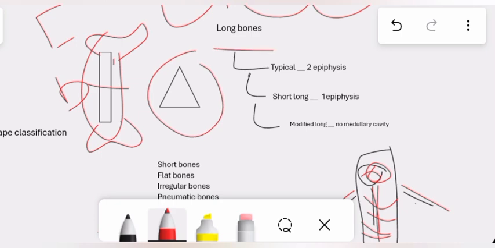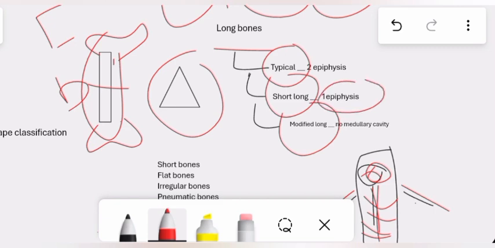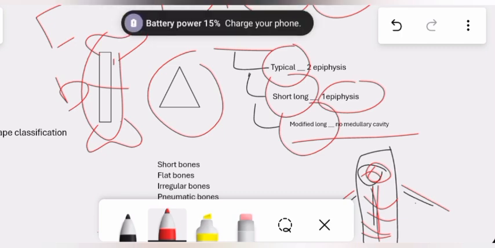Long bones are further classified as typical long bones, short long bones, and modified long bones. What is typical long bone? Which has 2 epiphyses. The examples are like femur, the major long bones like the femur, the humerus, the tibia, such long bones. What is a short long bone? A short long bone is a long bone which has a single epiphysis, one epiphysis, right? And the example of that is the phalanges, right? So your phalanges have a single epiphysis, and that is a short long bone. And a modified long bone is one which has no medullary cavity in it.